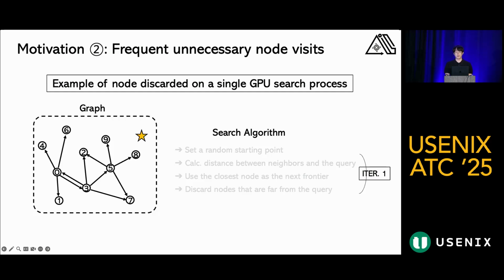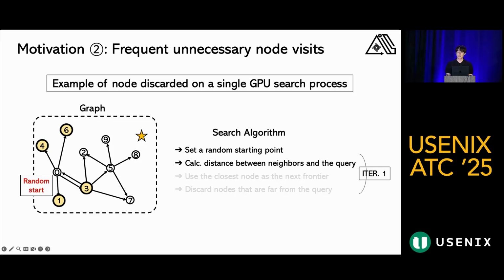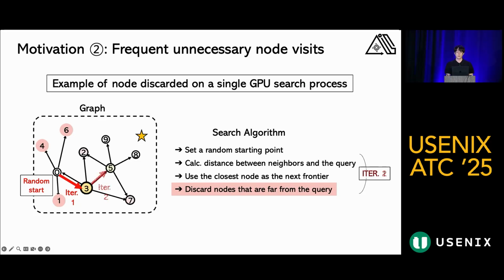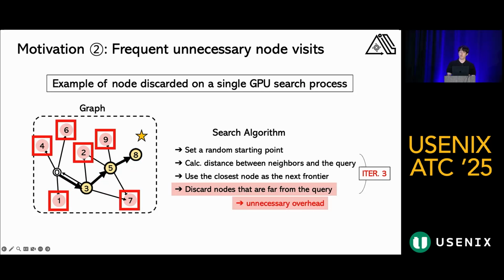Next, let me explain our second motivation, frequent unnecessary node visits. This is an example of node discard in a single GPU search process. As explained earlier, the process starts from a random starting point. Then we calculate the distance between the neighbors and the query, and use the closest node as the next frontier. In this process, nodes that are far from the query are discarded. This phenomenon occurs in every iteration, resulting in frequent unnecessary node visits, which are highlighted in pink. This triggers unnecessary overhead during the search.